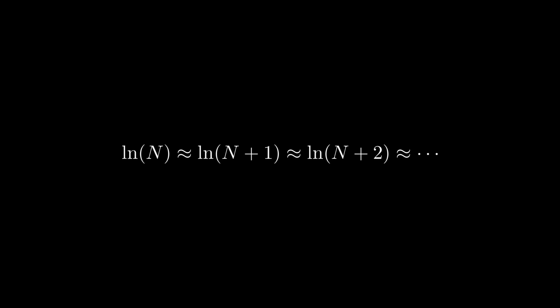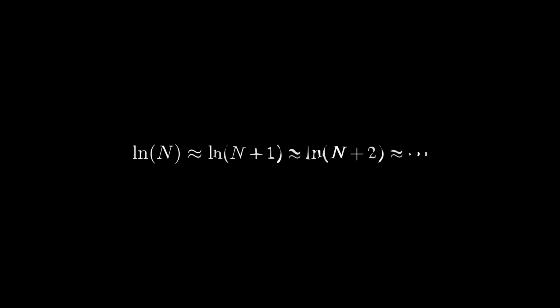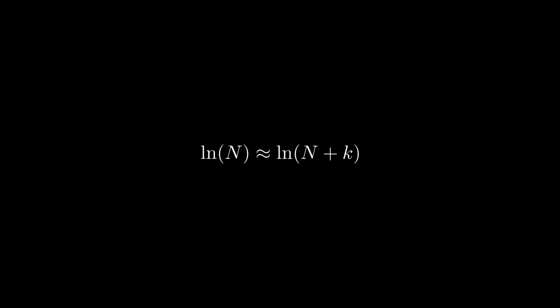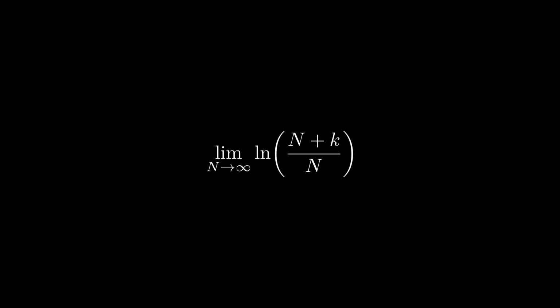I'll condense this whole expression by saying that the log of n is approximately equal to the log of n plus k, where k is a decently small integer. What we can do is take the limit of the difference between the two sides as n goes to infinity, and if this limit is 0, that gives us a precise sense in which these two logarithms are pretty much equal. Now, I've already shown that adding two logarithms is the same as multiplying their contents, but it's also true that subtracting two logarithms is the same as dividing their contents.